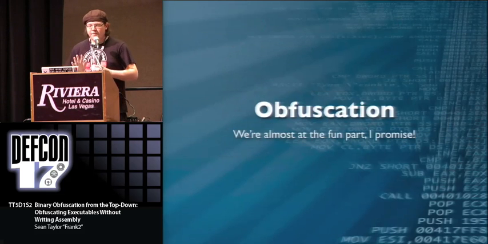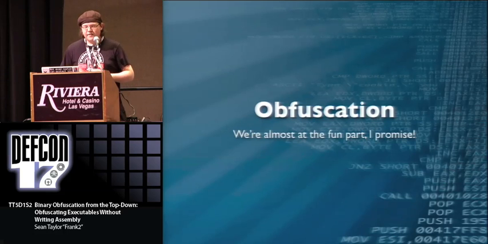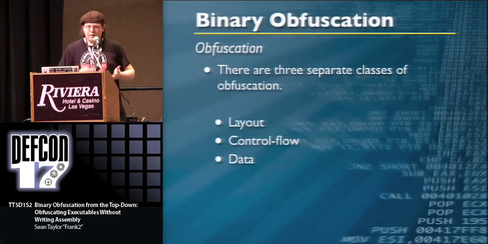So we're almost at the fun part. Now we're going to talk about the various types of obfuscation we can actually employ. Okay, there are basically 3 different types of obfuscation you can employ. There's layout obfuscation, there's control flow obfuscation, and data obfuscation.